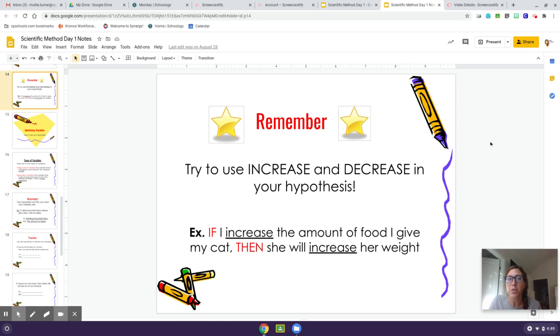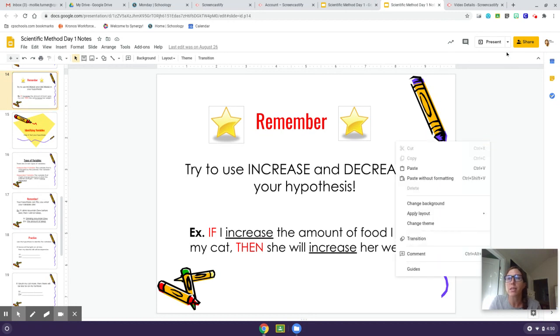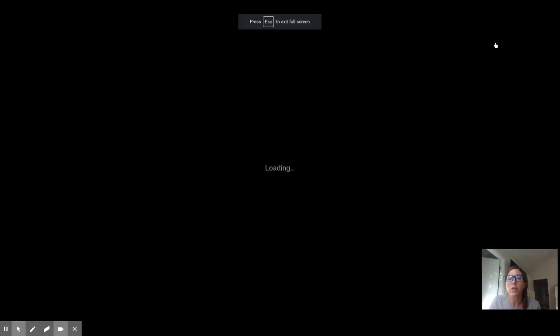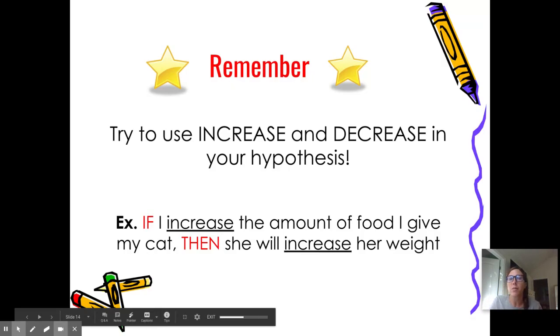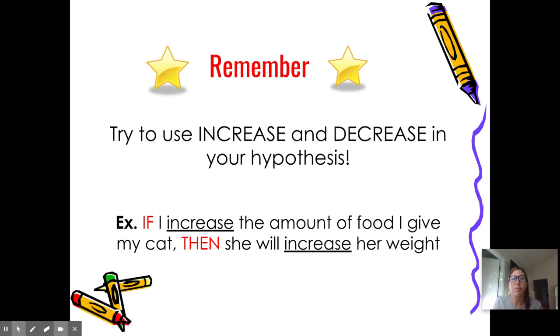So we're in part 2 of scientific method, day 1. Taking our previous example of our hypothesis, we're going to try to use increase and decrease in the hypothesis. For example, we could rename that hypothesis as, if I increase the amount of food I give my cat, then she will increase her weight.